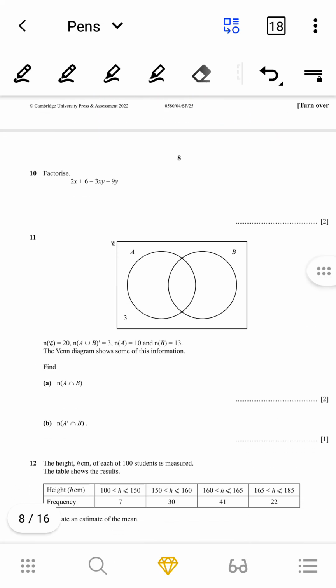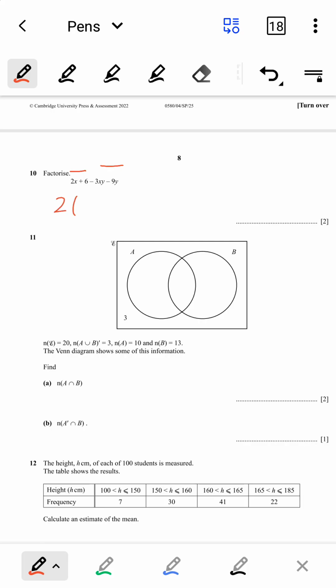Then moving forward with the 10th question. Factorize 2x plus 6 minus 3xy minus 9y. It's a very easy, simple pattern. To factorize, we take two terms first, and then take out whatever is common. From the first two terms, 2x plus 6, we can take 2 common out, giving 2 into x plus 3. From the second two terms we can take minus 3y, remaining x plus 3.